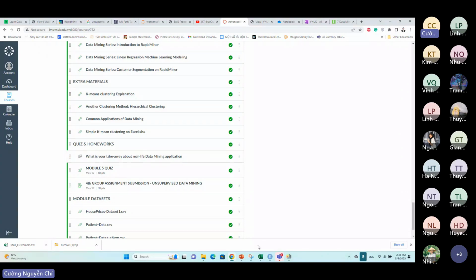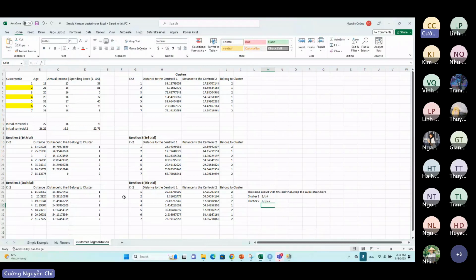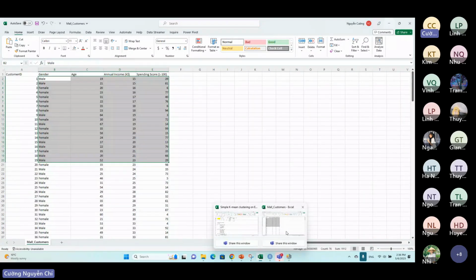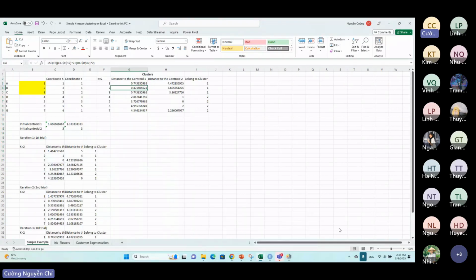Let's go into the last part of today's session. So we're going to demonstrate how to conduct k-means clustering easily on Excel. Anyway, this is just a demonstration. If you really do it in a real-life application, it will be more complicated. But don't worry. This one is just a demonstration and very quick.